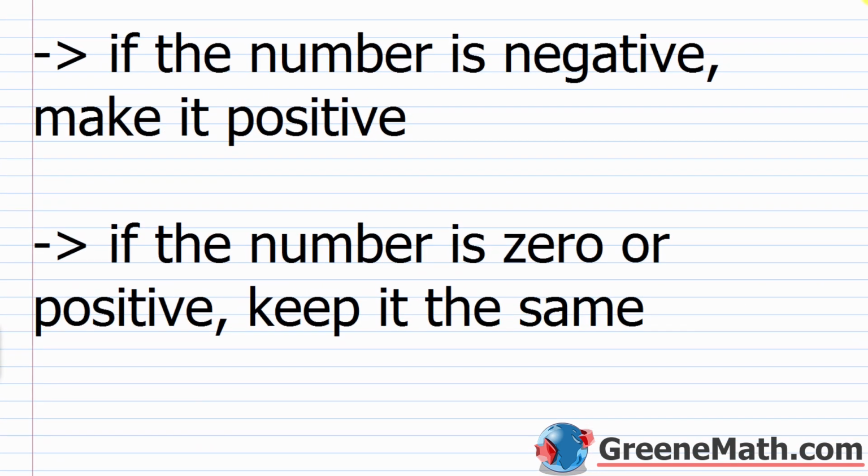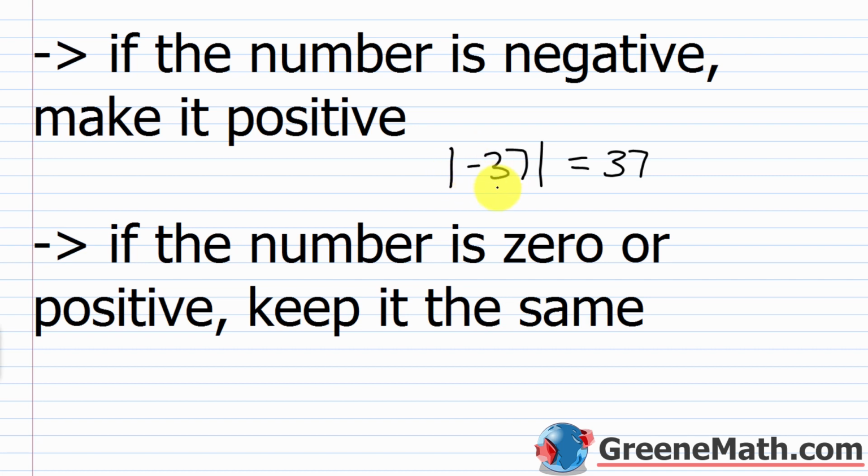Do we really need to pull out a number line every time we want to find the absolute value of a number? Of course not. The rule is if the number is negative, just make it positive. So for example, if I asked you for the absolute value of negative 37, you would just make it positive. It would just be 37, right? Essentially, if it's negative, make it positive.